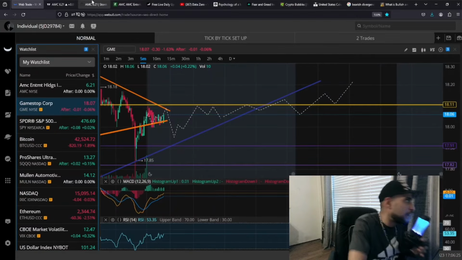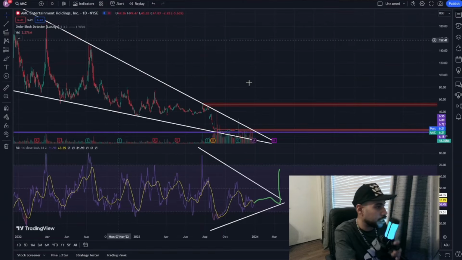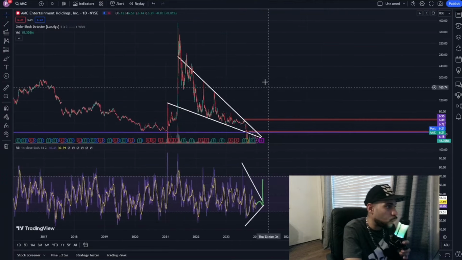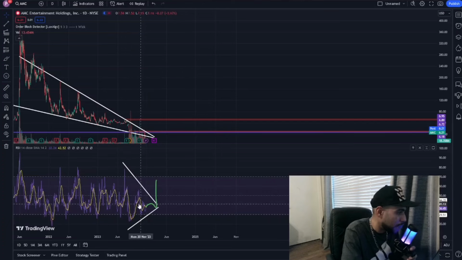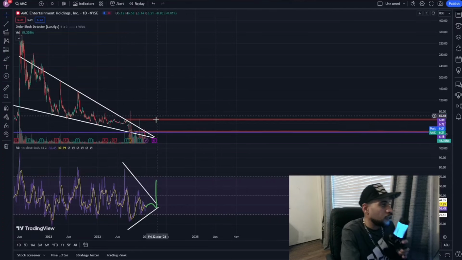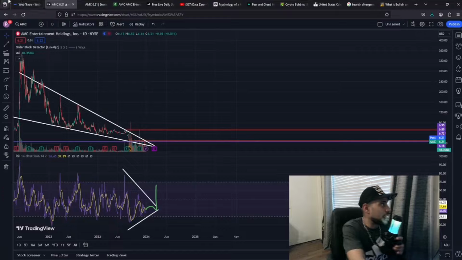I just wanted to focus on AMC and show you guys the bigger picture: we are in a falling wedge, and we do have this bullish divergence forming, and then we do have this potential pennant here on the RSI. All of these things indicate that a breakout could potentially come.